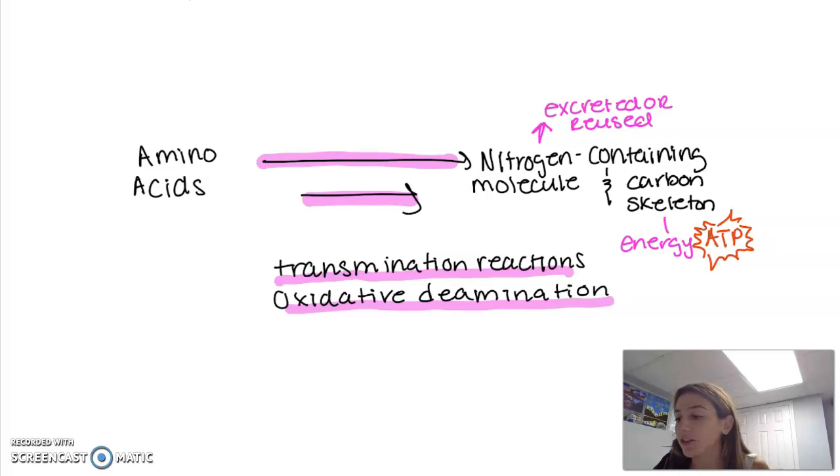Here I'm going to first talk about the removal of nitrogen from amino acids, and this is done through transamination reactions and then oxidative deamination. The amino acids will be converted down into their nitrogen molecule, which could then be excreted or reused, and then the containing carbon skeleton will be used for energy in the form of ATP.